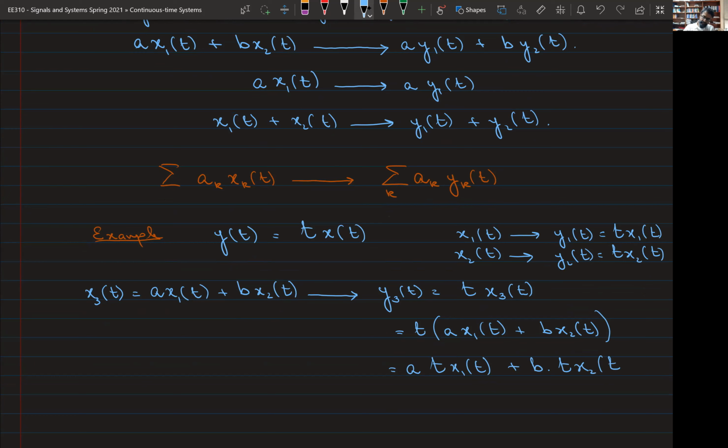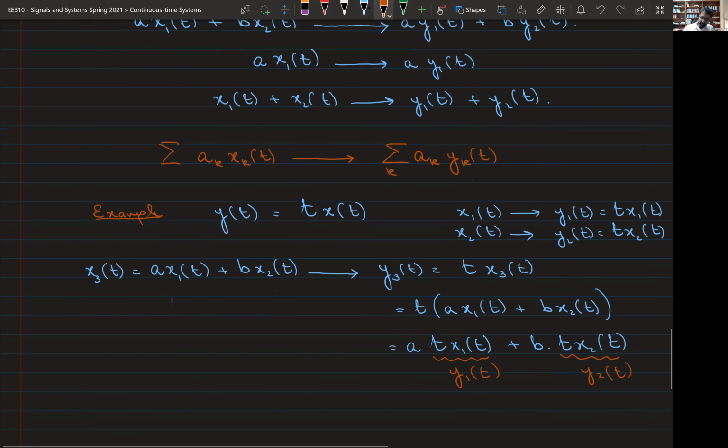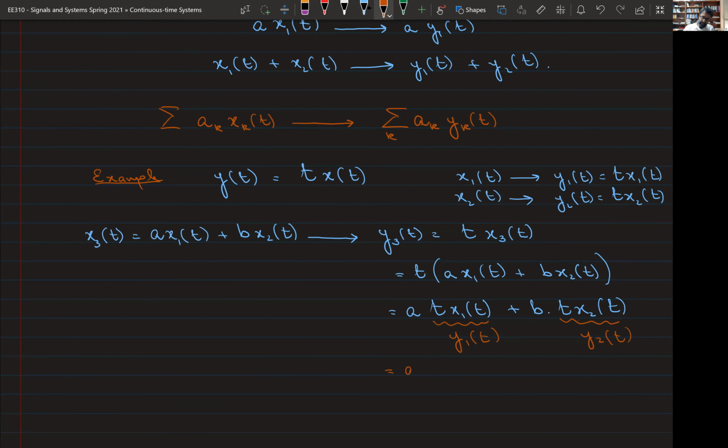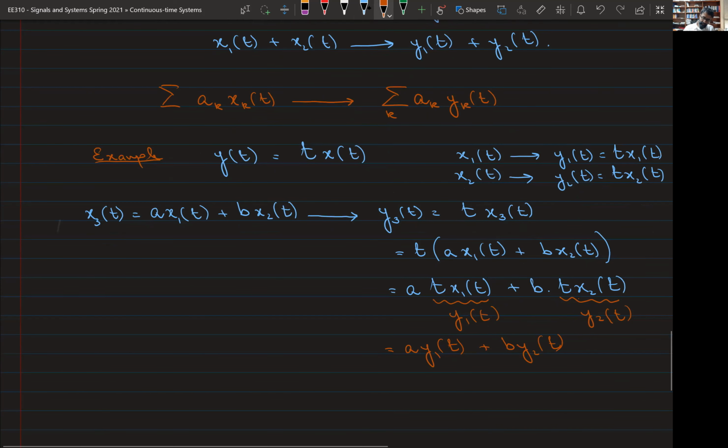So is this system linear? This is nothing but y1 of t, and this is nothing but y2 of t. Therefore, we concluded that the output indeed turns out to be equal to a times y1 of t plus b times y2 of t, and the system is linear.